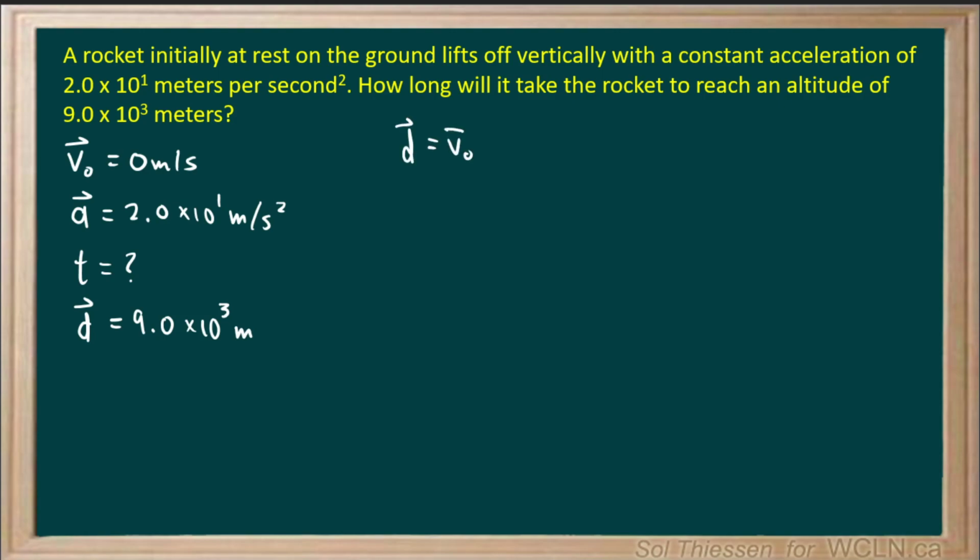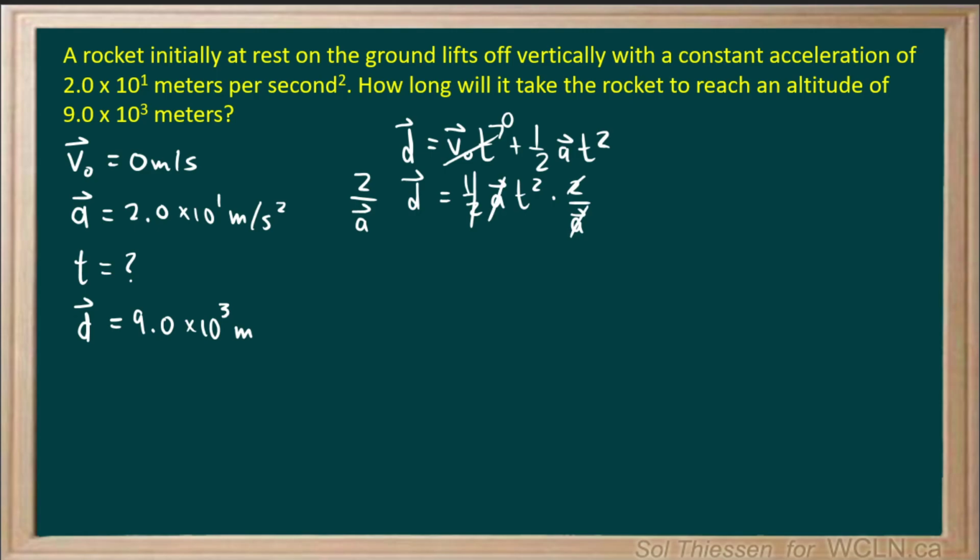Displacement is equal to initial velocity times time, plus 1/2 acceleration times time squared. Initial velocity is 0, so we'll have displacement equals 1/2 acceleration times time squared. Multiply both sides by 2 over acceleration to get rid of this half and this acceleration here. So we have t squared on its own. We'll have 2 times displacement over acceleration is equal to time squared, or t squared.